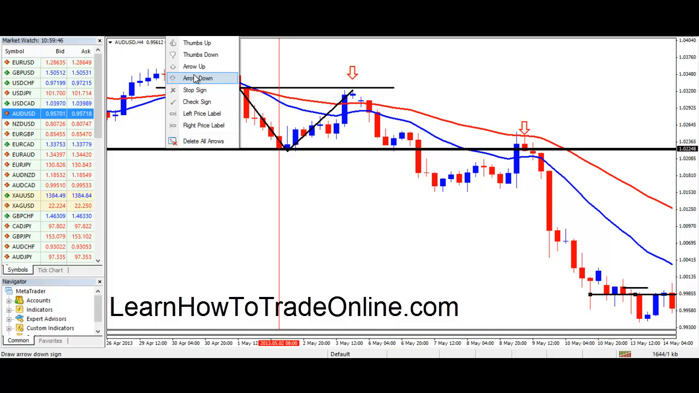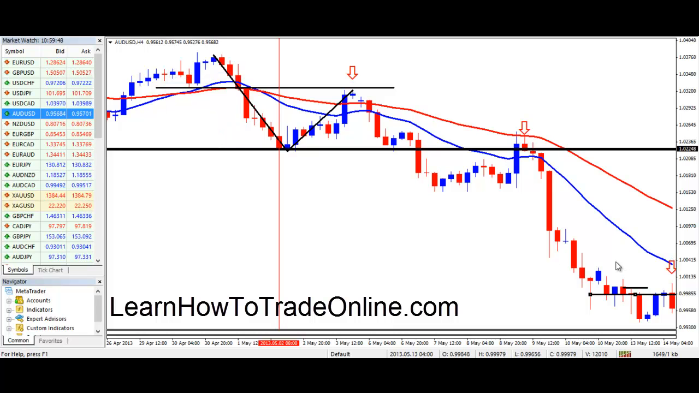This tells me this is a good opportunity here to sell, because we've got a resistance level that's formed from the previous support. Buyers try to show up, it hasn't worked, it's pulled back again, and the sellers are back in control.